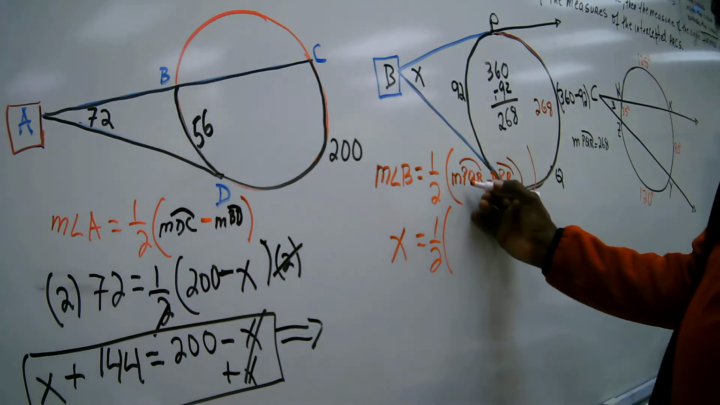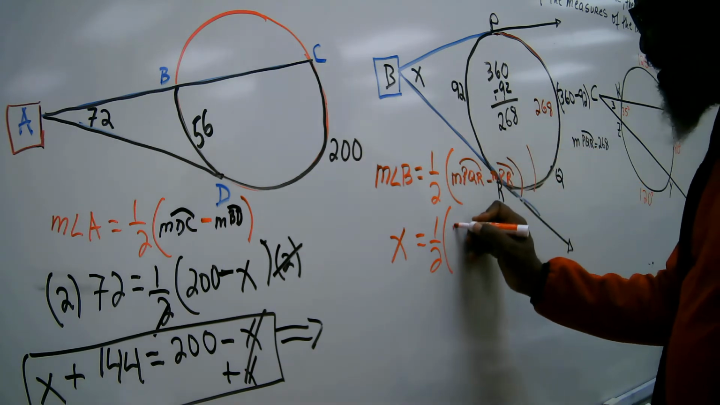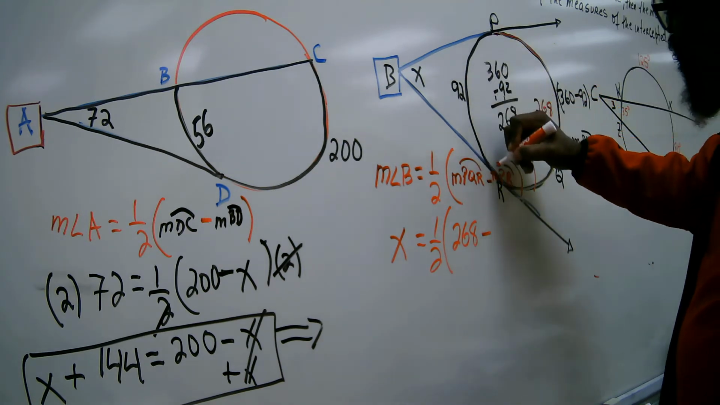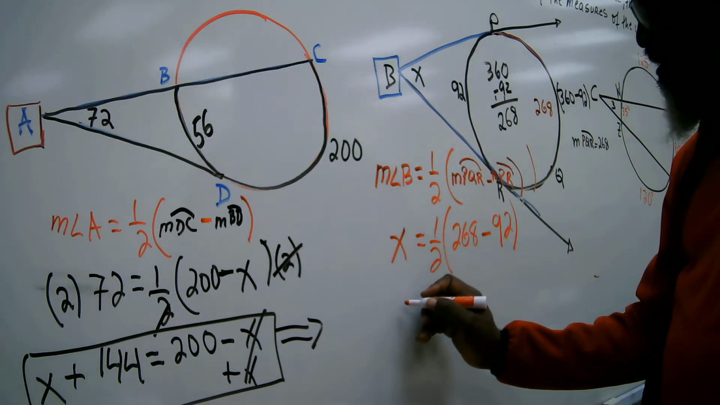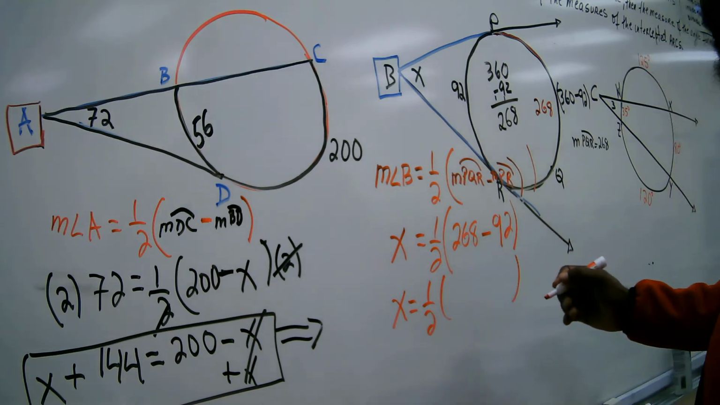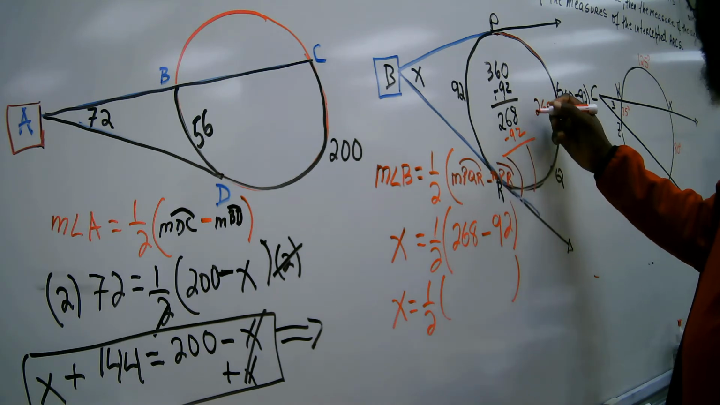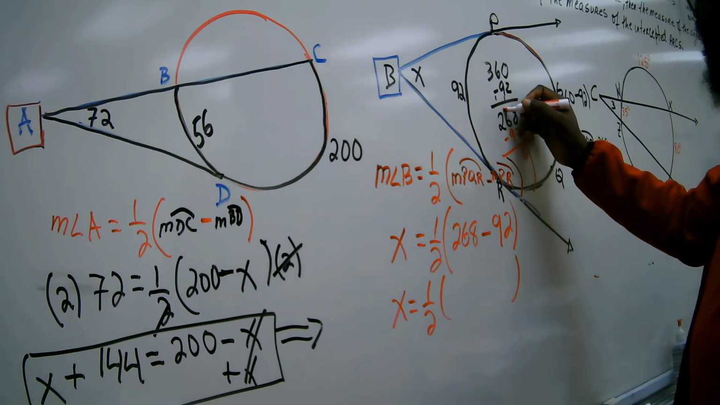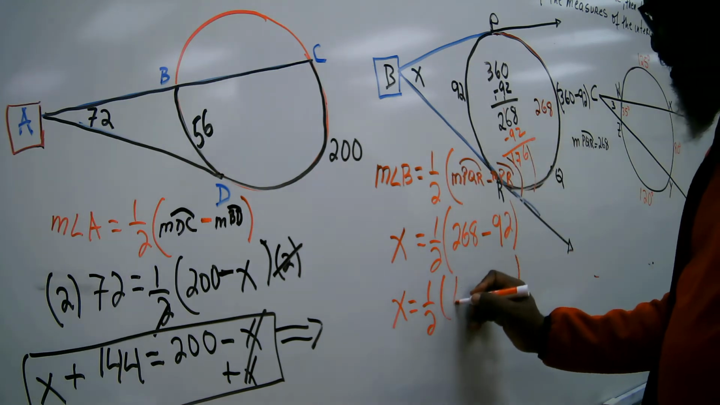The difference: whatever PQR is, we found out it was 268. Difference means subtract. We will subtract 92 from that, and that will tell you what x is. Now you will have x equal 1/2. Now we have 268, and we're going to subtract 92 from it. That will give you 176.